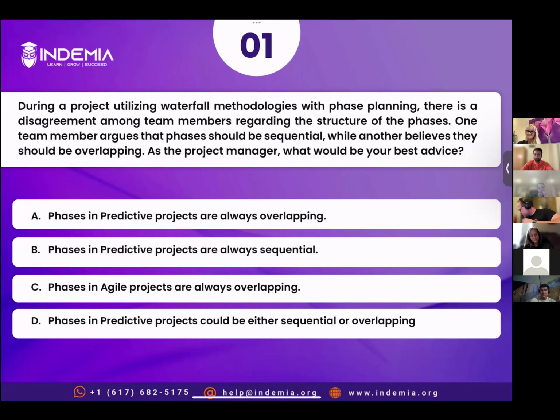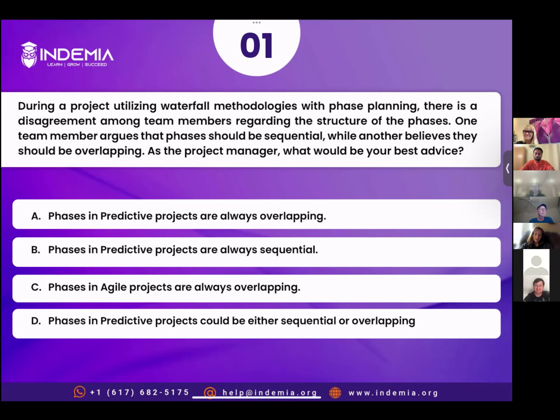Robin, you have chosen option D. Yes, I agree completely with Layla. You can start phase 2 before phase 1 is completed, if the programming allows for it. All right, absolutely. So what happens is we divide the project into different phases.